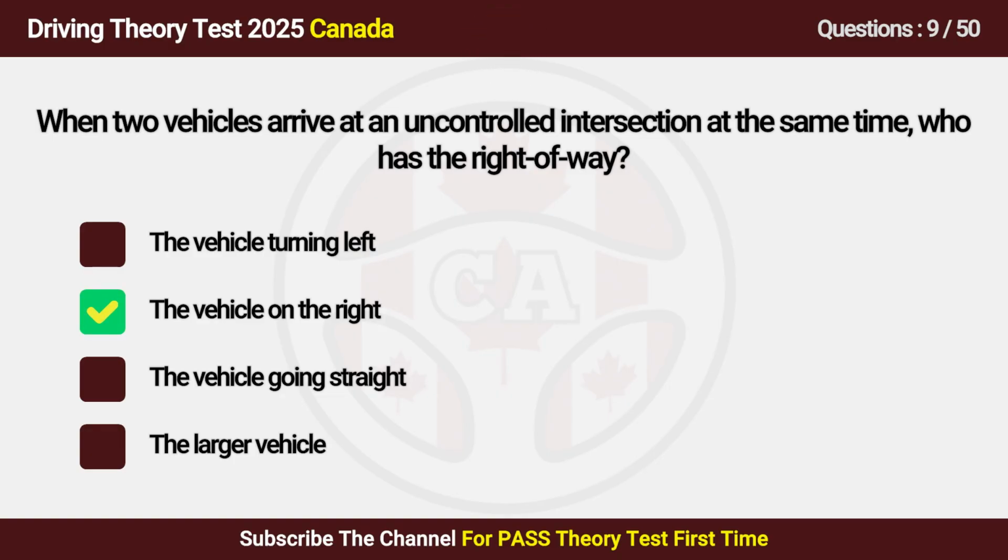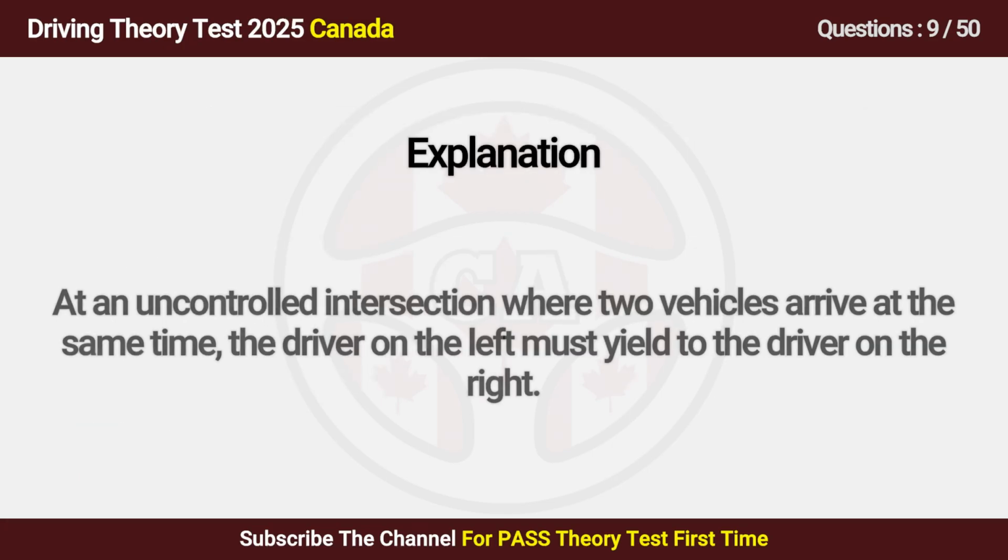Answer is B, the vehicle on the right. At an uncontrolled intersection where two vehicles arrive at the same time, the driver on the left must yield to the driver on the right.